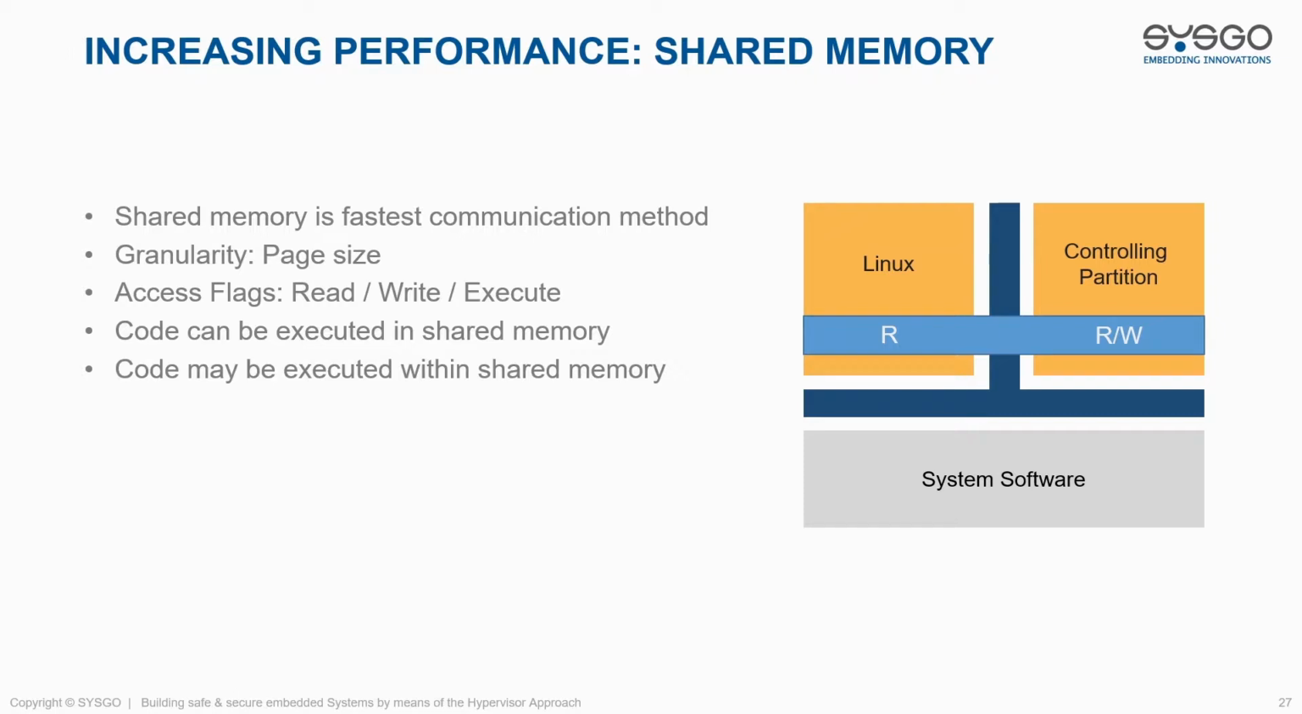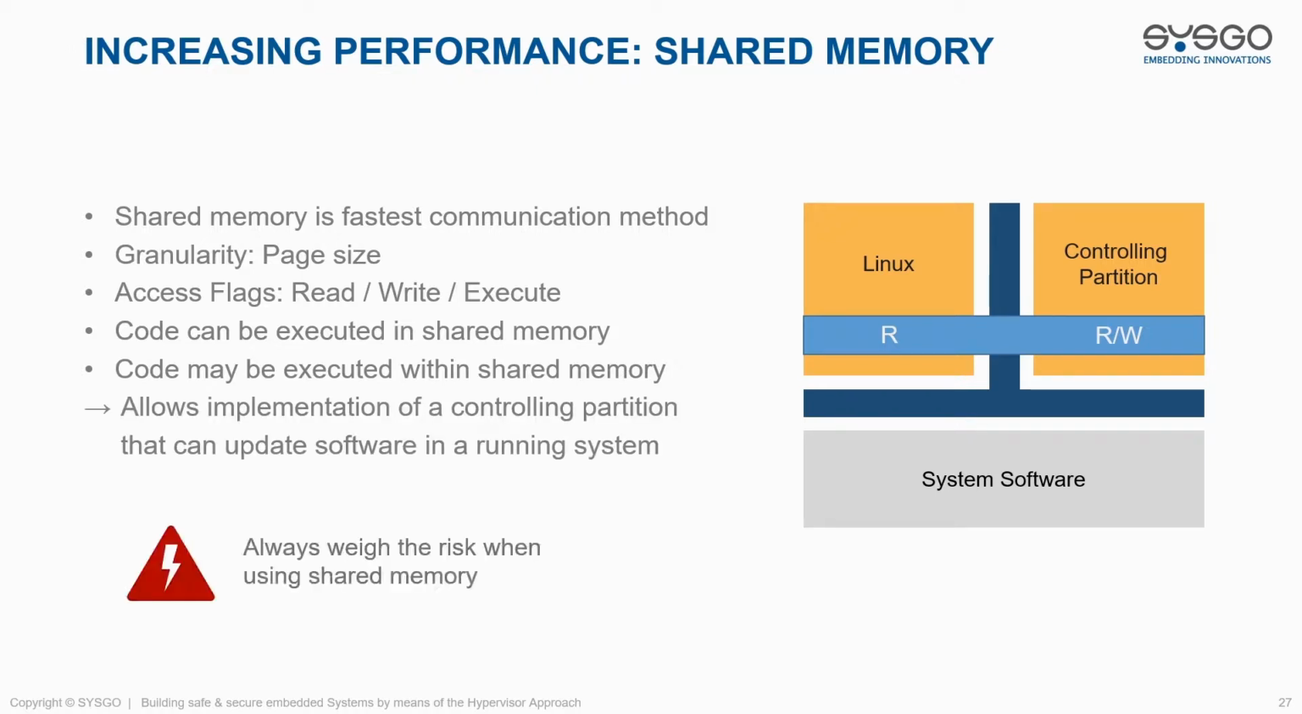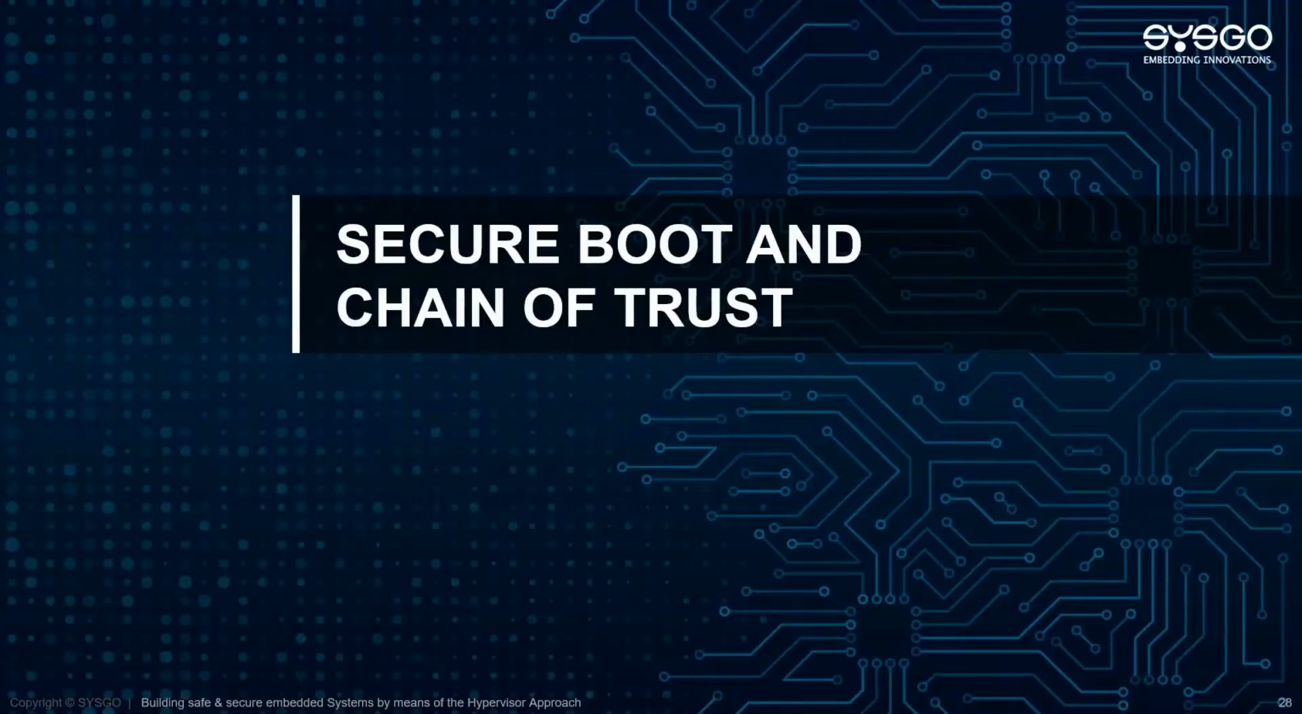So in this case, you will have a controlling partition, and we can come to this a little bit later when we talk about system partitions with enhanced privileges. The system partition might shut down another partition, change the executable code in the shared memory, and then restart the partition. When you do so, always make sure that you weigh the risk, and when you have a partition with enhanced rights, make sure that those partitions are certified at the highest level and undergo strict development procedures.